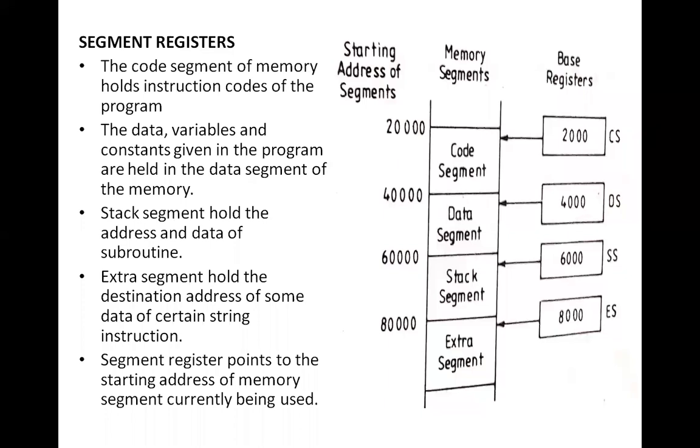Now, the starting address of a segment is divisible by 16, as this particular figure shows. This is the memory segment of 8086. The segments shown in the figure are the currently used segments, and there are more such segments to make the total memory capacity of 1 megabyte.